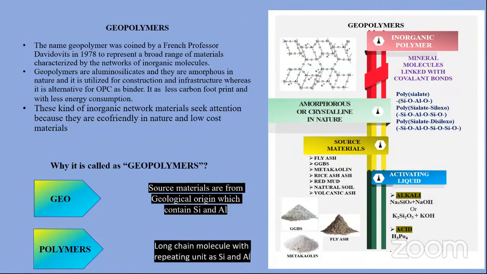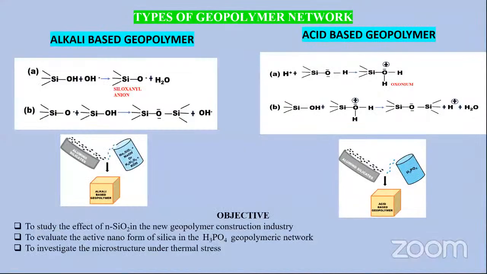So geopolymers: geo means the source materials, which are of geological origin and contain silicon and aluminium. Polymers are long chain molecules with repeating units of silicon and aluminium. So there are alkali-based geopolymers and acid-based geopolymers. In alkali-based geopolymers, the silanol molecule reacts with the base molecules, giving the product siloxane anion and water molecule, and that silanol anion is again followed by the reaction with the silanol molecule, which gives the general representation of alkali-based geopolymer.